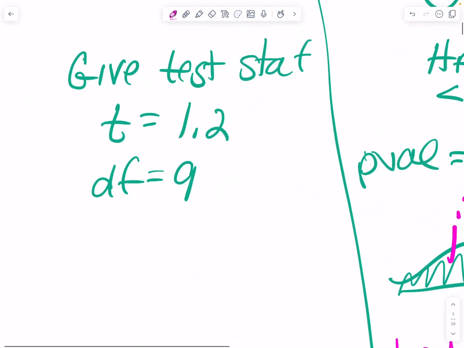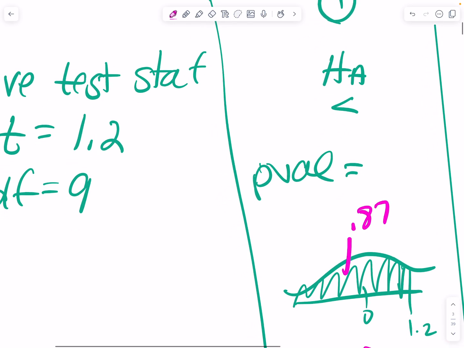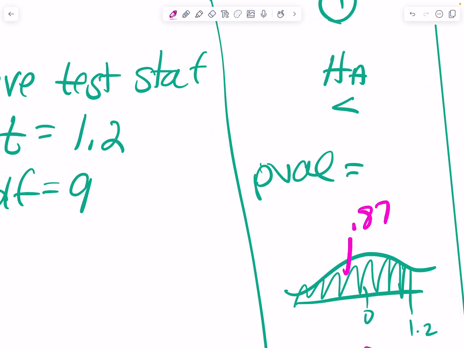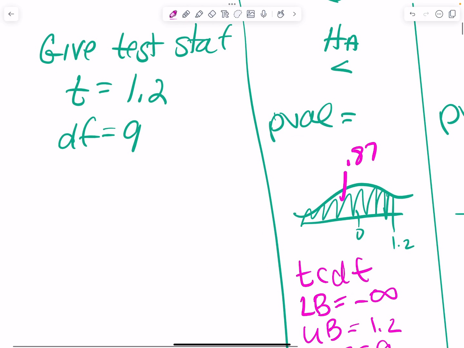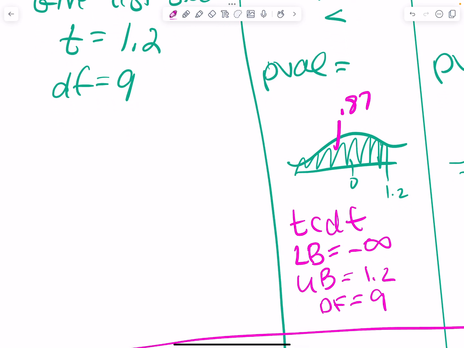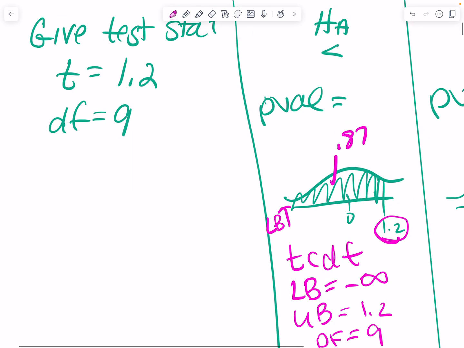Let's say I'm given the test statistic t equals 1.2 with degrees of freedom of 9. If my HA is less than, I'm going to find my p-value using tcdf. Lower bound is negative infinity because it's this area over here. Upper bound is 1.2 because that's my test statistic. Degrees of freedom is 9 because that's what was given to me. And my p-value is going to be 0.87.